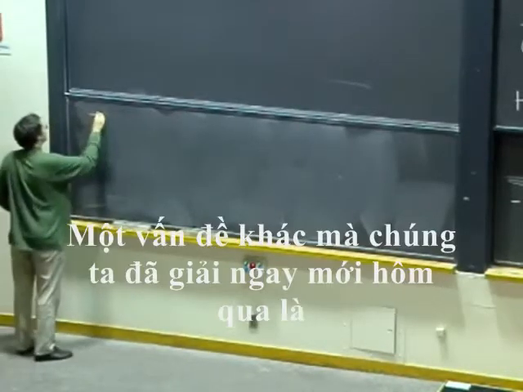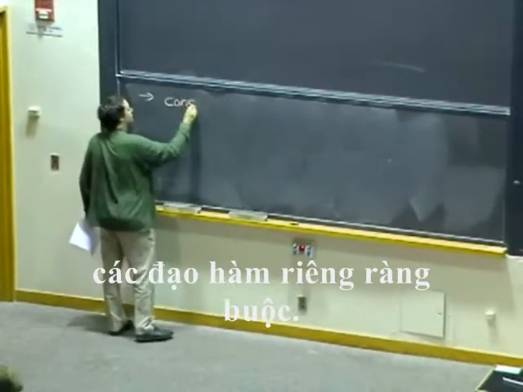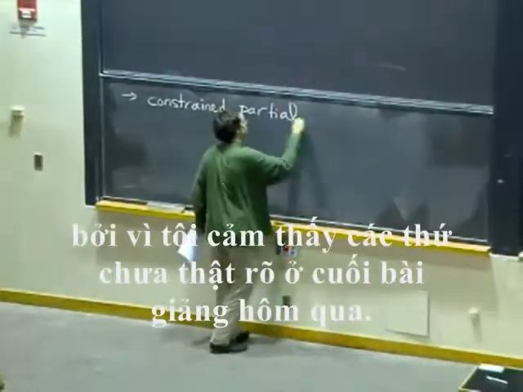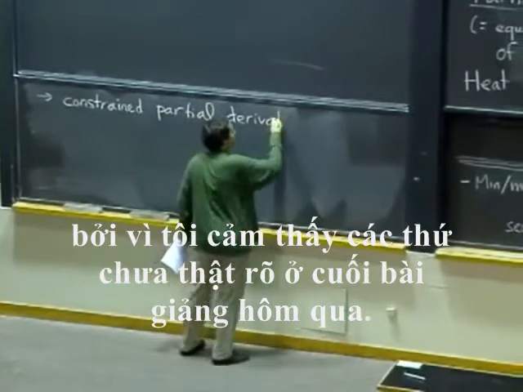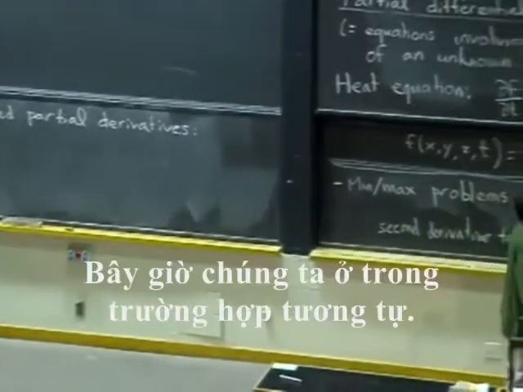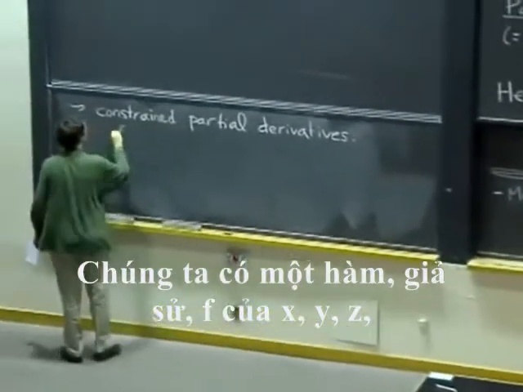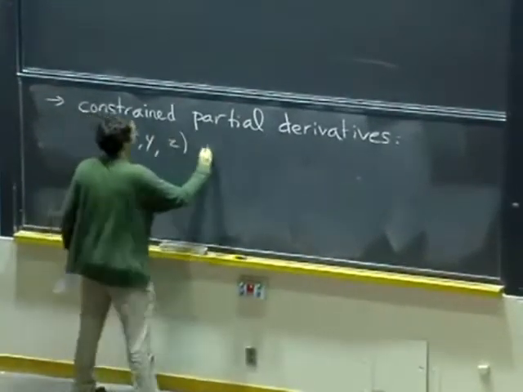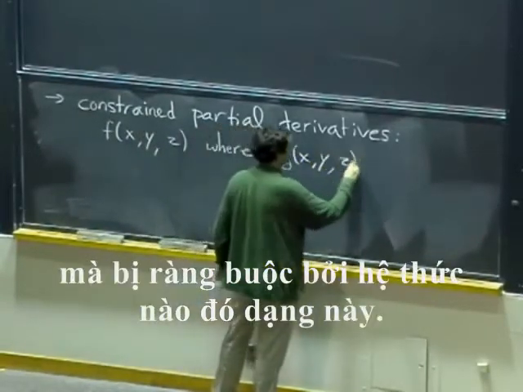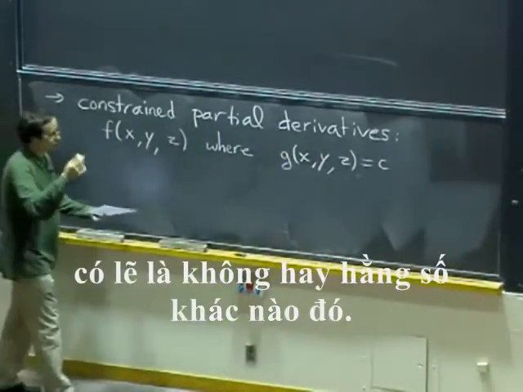So another topic that we saw just yesterday is constrained partial derivatives. And I guess I have to re-explain a little bit because my guess is that things were not extremely clear at the end of class yesterday. So now we're in the same situation. We have a function, let's say, f of x, y, z, where the variables x, y, and z are not independent, but are constrained by some relation of this form. So some quantity involving x, y, and z is equal to maybe 0 or some other constant.